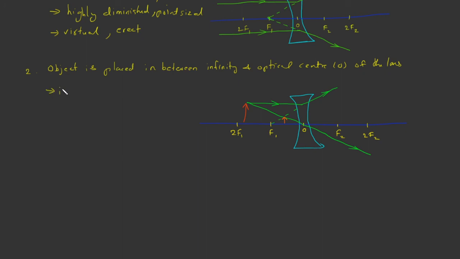So in this case, the image is formed between F1 and O. What about the size of the image? We can see the size of the image is less when compared to the size of the object. So the image is diminished. Also you can see it is a virtual and erect image. So if the object is placed in between infinity and optical center of the lens, then the image is formed between F1 and O. It is a diminished image, virtual and erect image. So we studied two cases of image formation for a concave lens based on the position of the object.